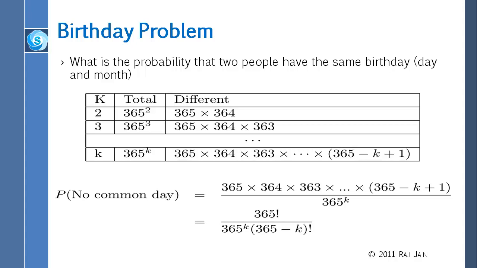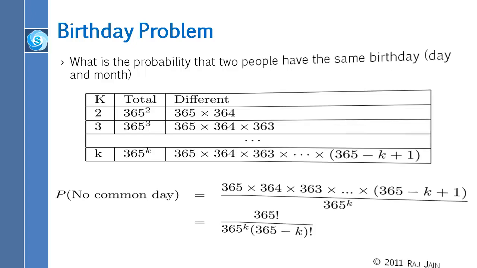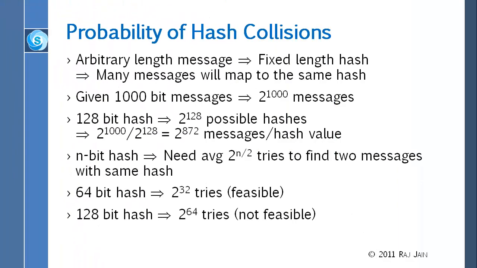When you have an n-bit hash, it is only as strong as 2 raised to n by 2. So the probability of hash collisions, what we said is right on this slide, that many messages will map to the same hash. Suppose you have 1000-bit messages. That way you have 2 raised to 1000 messages. If you have a 128-bit hash, then you have only 2 raised to 128 possible hashes. And you will have 2 raised to 1000 divided by 2 raised to 128, which is 2 raised to 872 messages that will hash to one cell.